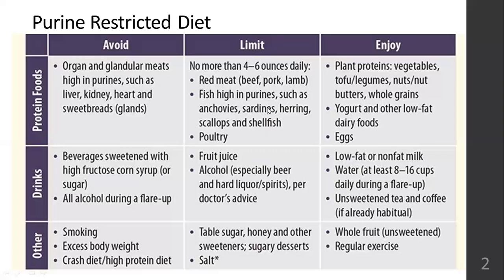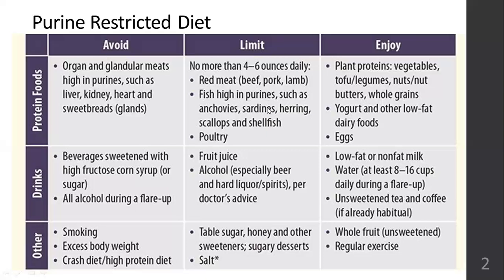So what are the foods that you have to completely avoid? Foods that are high in purines. Organ meats like liver, kidney, sweetbreads, that is glands, the glands of animals. Avoid heart and all. This organ meat and glandular meat has to be avoided completely. Some fish like anchovies, sardines, mackerel, scallops, you have to avoid. Tuna fish and all you have to limit.